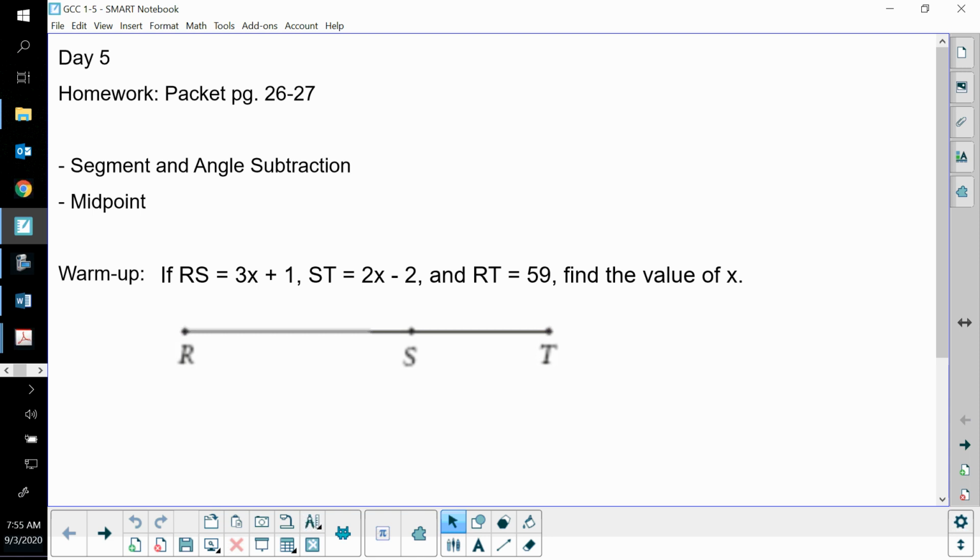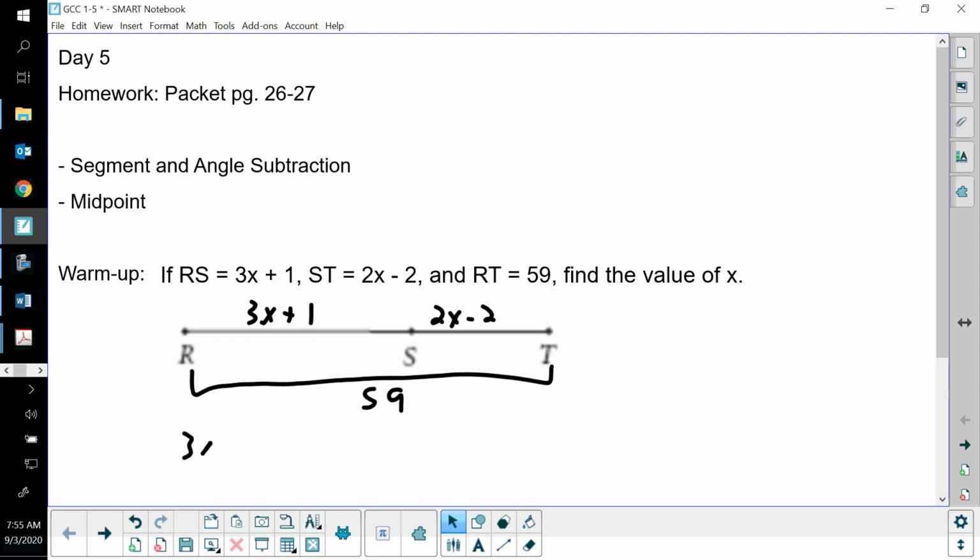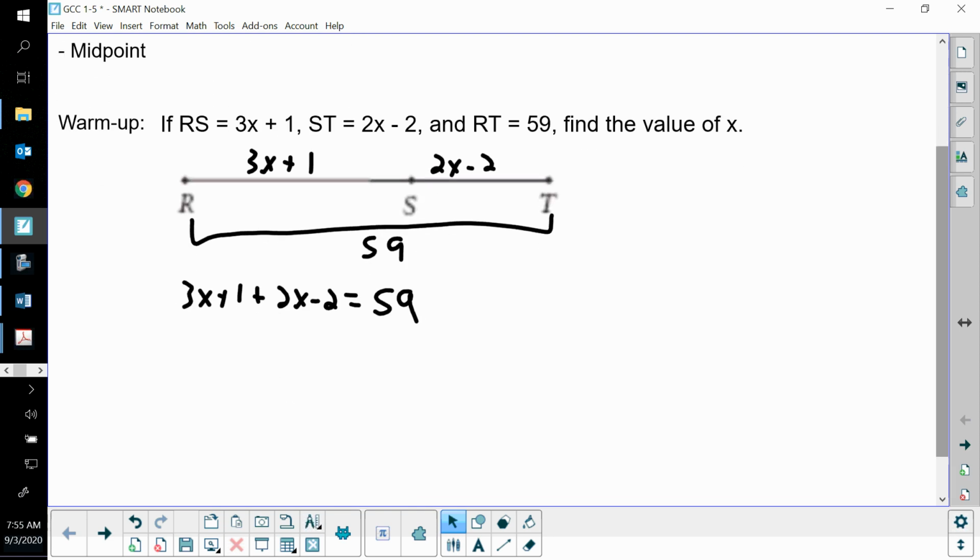So our warm-up, we've got RS is 3x plus 1. ST is 2x minus 2. The whole thing, RT, is 59. So we're going to take small part plus small part is equal to the whole thing. Our geometry reasoning here, the justification, is our segment addition postulate.